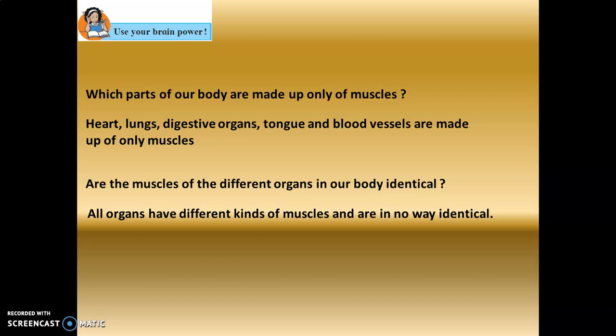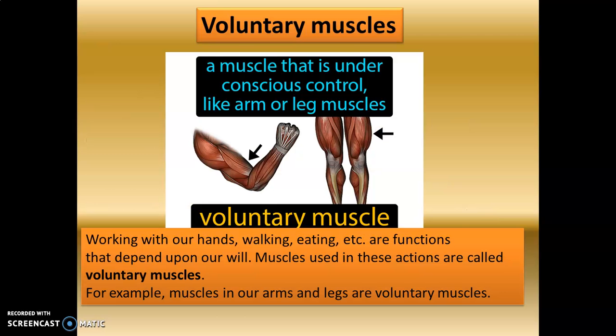Are the muscles of different organs in our body identical? Are the muscles the same? No, of course not. All the organs have different kinds of muscles and they are in no way identical. Now, mainly we will study about two types of muscle.